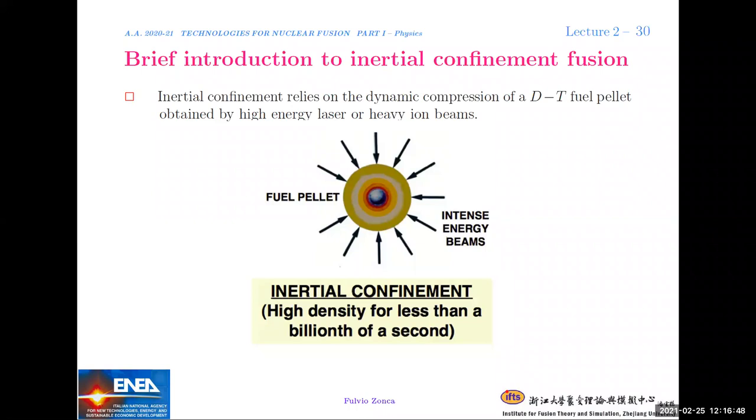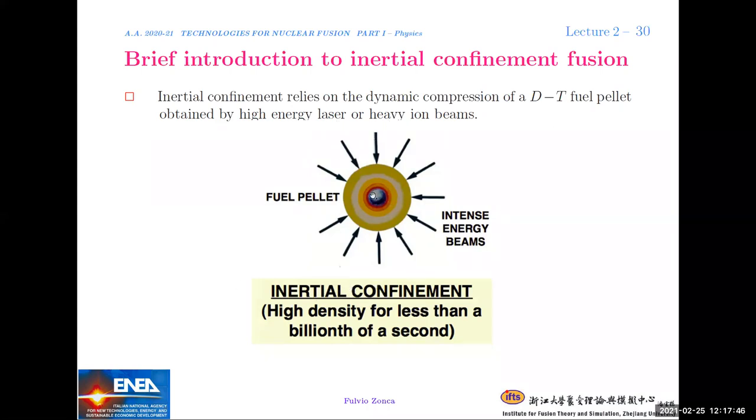What remains for me to do with you is to give you a brief introduction about the notion of inertial confinement fusion. And this is for completeness, because you have to be aware that inertial confinement is also an option. Actually, inertial confinement is the approach to fusion that for the first time attempted to reach ignition with the National Ignition Facility in the US, even though it failed because of the underestimation of a number of problems that I will discuss briefly in a few moments. So inertial confinement essentially relies on the dynamic compression of a DT fuel pellet obtained by high laser energy or by heavy ion beam.